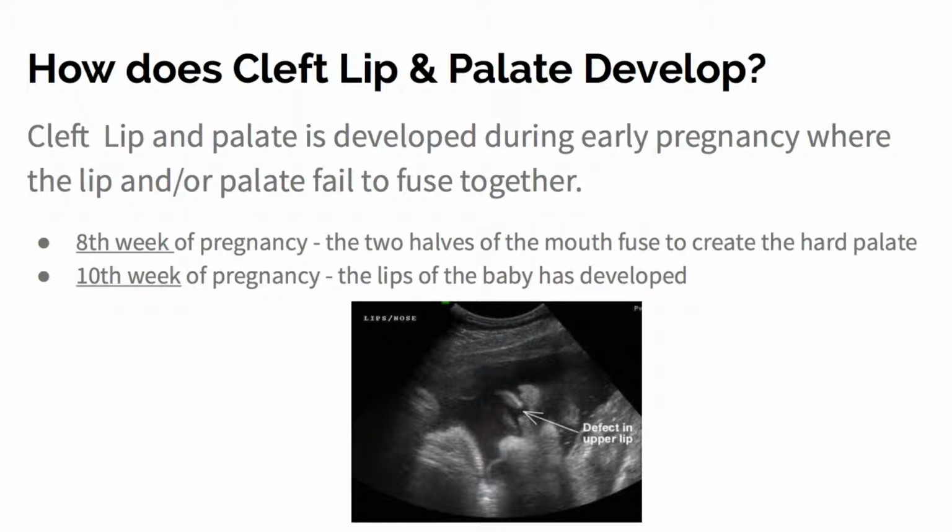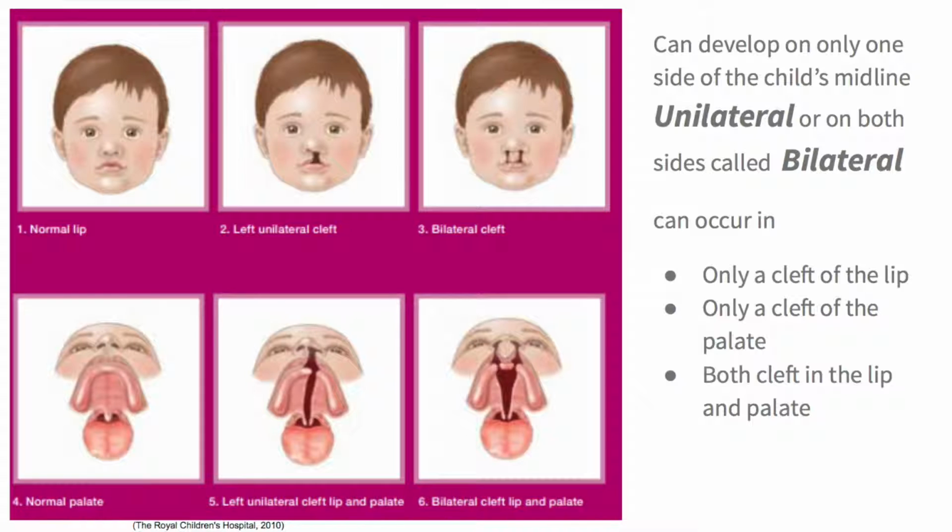Cleft lip and palate is a birth condition caused by the mouth structures failing to join together during early pregnancy. Throughout fetal development, the lip and the palate develop separately. During the first month of pregnancy, the baby's mouth develops into two halves, and by the 8th week, the two halves are fused together to create the hard palate of the roof of the baby's mouth.